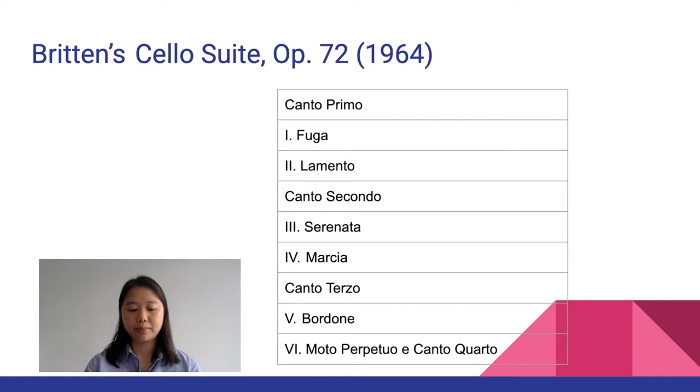Let me now give a brief overview of the suite. It was written in 1964 for Rostropovich. The structure is shown on the slide. It is in a quasi-ritornello form with four cantos as the anchors and six numbered movements, which is similar to Bach cello suites. However, instead of dance genres, Britten drew inspiration from vocal genres, as well as non-dance Baroque instrumental music.